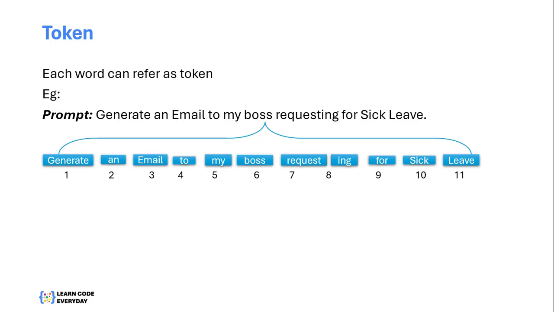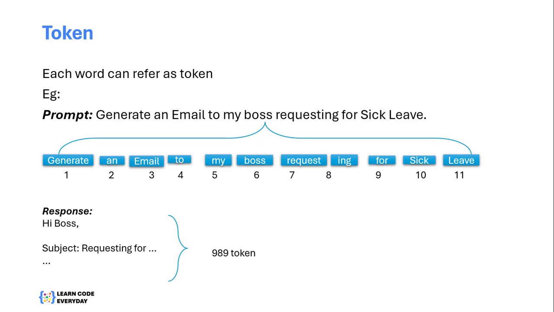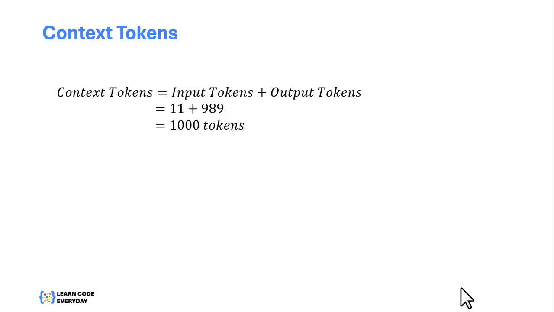In this case, let's say we have 11 tokens for this, and let's say the response that I'm getting from ChatGPT or the GPT models is something like this: "Hi boss." Remember, even a single punctuation mark like a comma or colon can also represent a single token. Once you have the whole response, let's say we have 989 tokens. Which means the context tokens can be defined as input tokens plus output tokens.